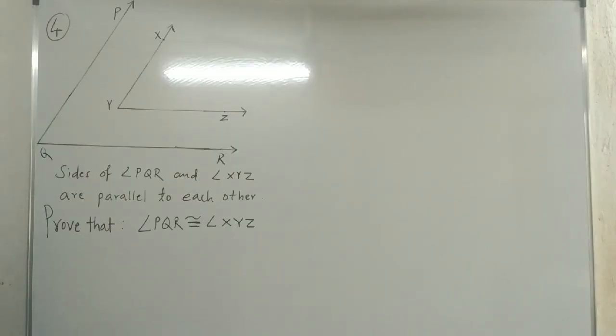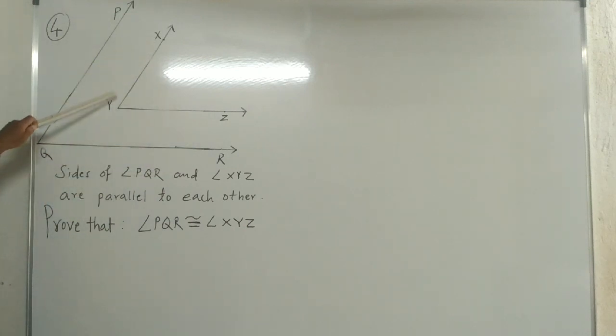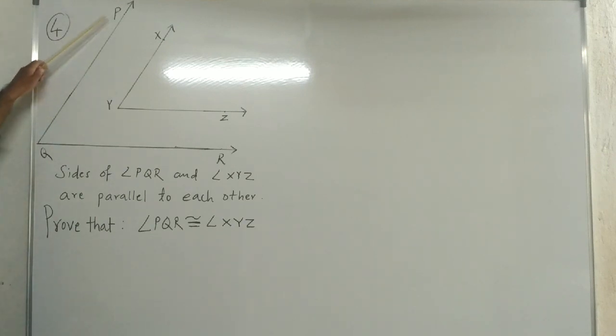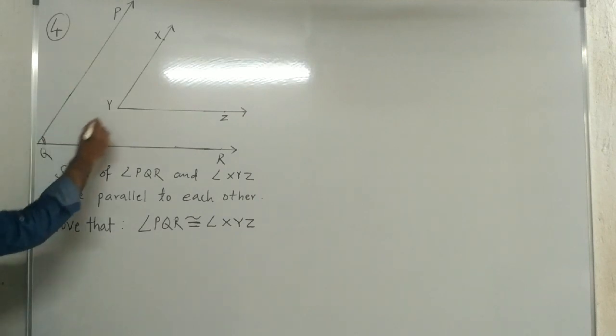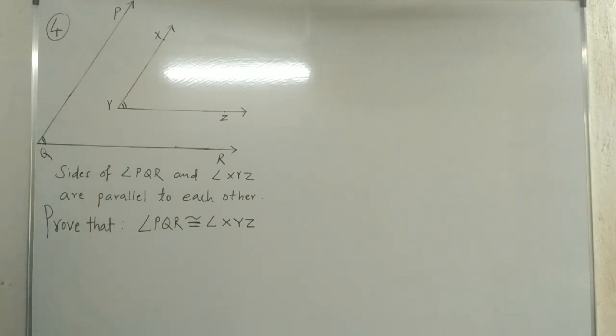Example number 4. In the given figure, sides of angle PQR and angle XYZ are parallel to each other. PQ is parallel to XY and YZ is parallel to QR. This is given. We have to prove that angle PQR is congruent to angle XYZ. This thing we have to prove.